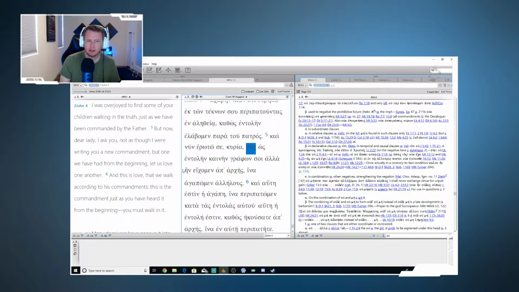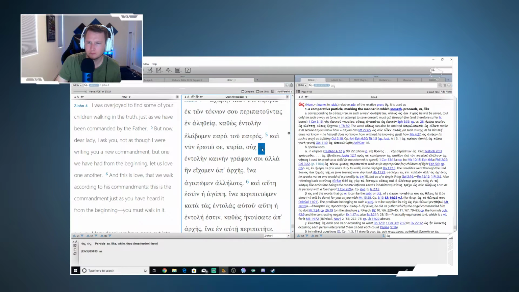But now, dear lady, I ask you not as though I were writing you a new commandment, but one we have had from the beginning. This isn't exactly a relative clause. And now I ask you, lady, ouch hOs entolEn kainEn graphOn soi. So is this functioning as a relative even though it's comparative?